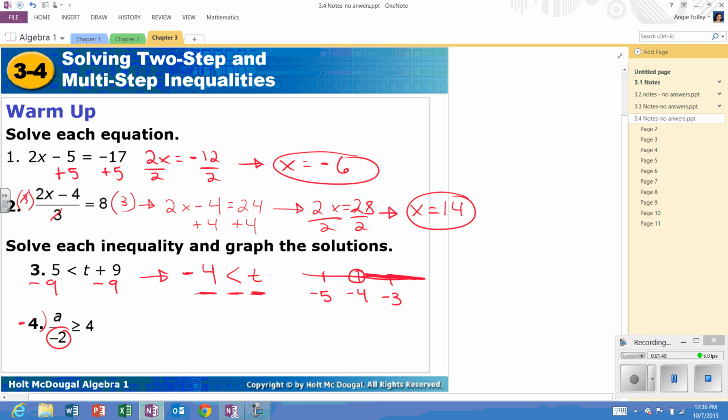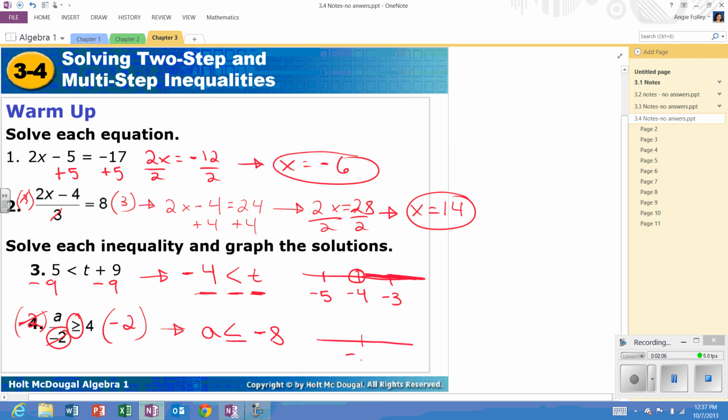All right, for this next one, I need to get rid of this negative 2 in the bottom. So I'm going to multiply both sides by negative 2 or negative 2 over 1, however you want to look at it. So this goes away. Now I'm left with a, and since I multiplied by a negative sign, I need to flip the sign. So 4 times negative 2 becomes negative 8.